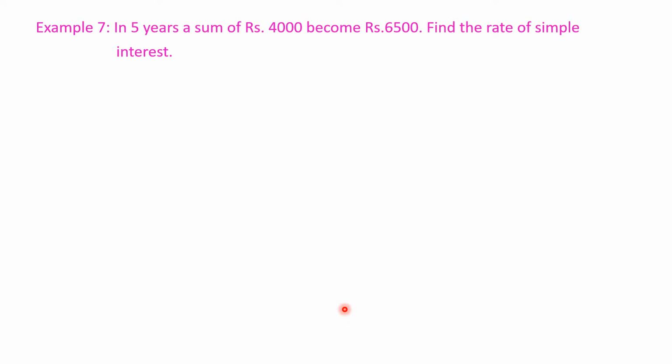Example number 7. In 5 years, a sum of rupees 4,000 becomes rupees 6,500. Find the rate of simple interest. In this example, we have to find the rate of simple interest. The given information is A is equal to 6,500. In this example, 4,000 becomes 6,500.